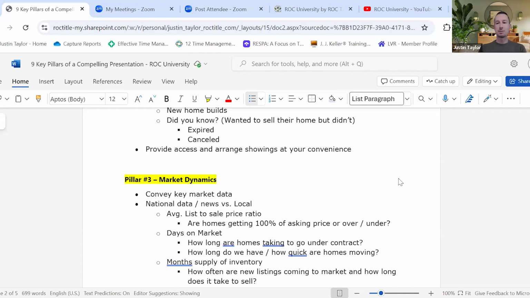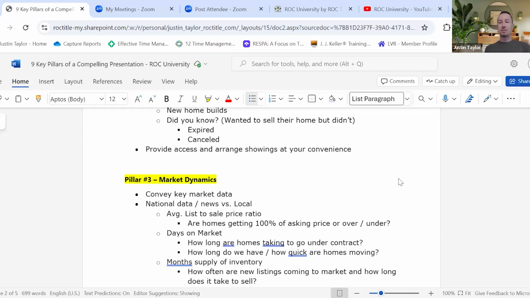We've all had these clients, right? They start to lowball. I want to offer 500. Cool. Let's take a look at the average list to sell price. Well, it looks like 99% of the homes are getting 100% asking. That's going to be tough.